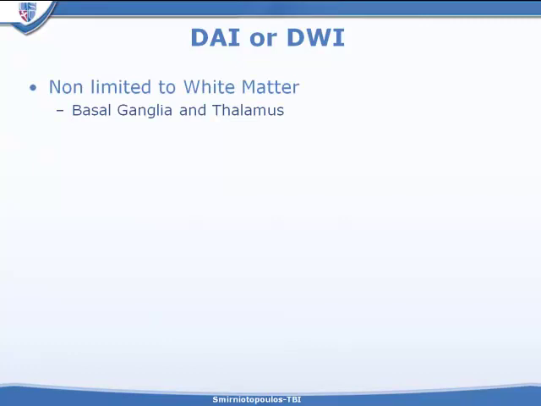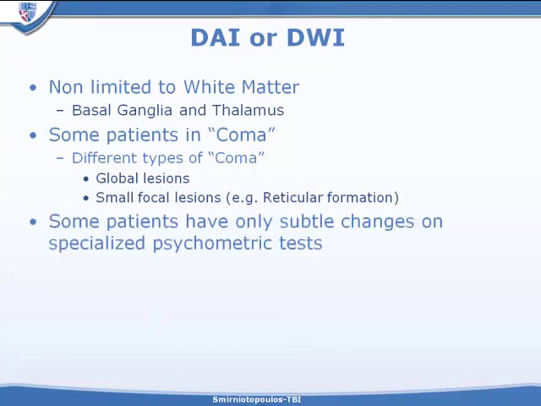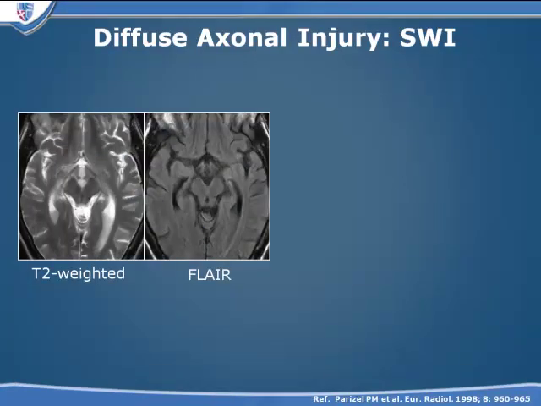If we think about the names that we use, we want to realize that calling it diffuse white matter injury or diffuse axonal injury is an oversimplification. These injuries are not limited to the white matter, but very clearly and commonly involve the gray matter of the basal ganglia and the thalamus. We must also understand that although some patients are in coma, there are many different kinds of coma, and some patients will not be in coma despite having had the same type of physiology of a shearing injury. Some of these patients may only have subtle changes on specialized psychometric testing.